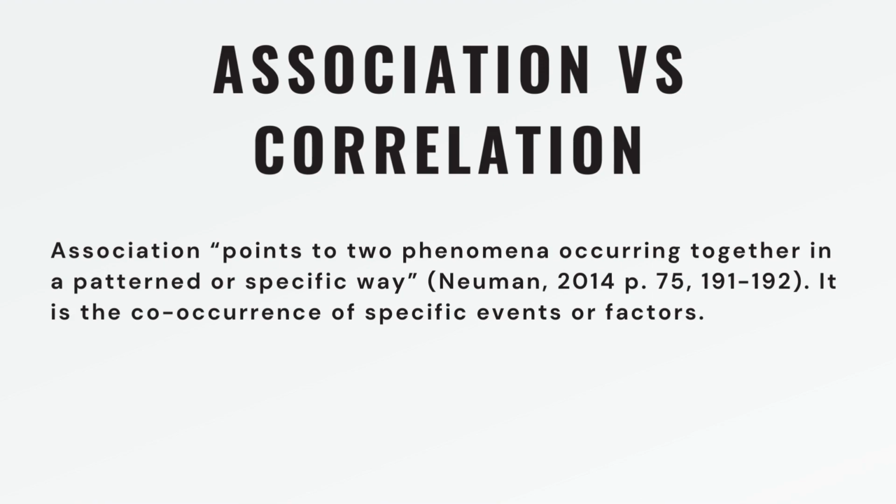Take this scenario, for example. If the temperature is hot, people are more likely to buy sunscreens. Thus, there is an association between high temperature and demand for sunscreens, as when one variable, the hot weather, is present, the other variable, the need to buy sunscreens, occurs alongside it.